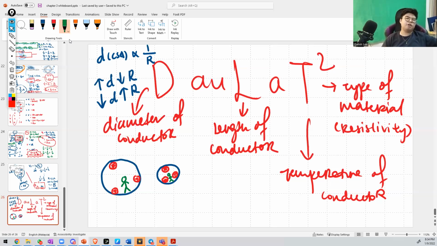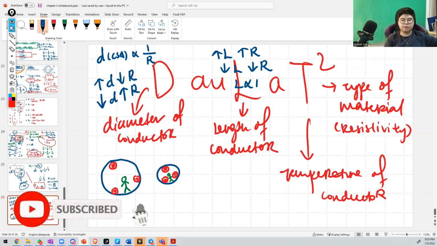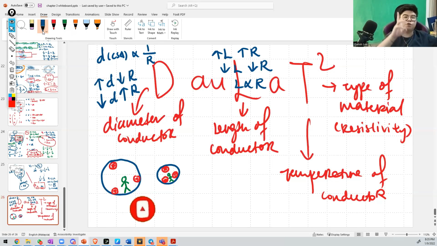Okay, next one, length of conductor. Relationship: the greater the length, the greater the resistance. The smaller, or shorter, the length, the smaller the resistance. In other words, length is directly proportional to resistance. How to say? You can imagine it is sports day. All this I teach from Form 2.